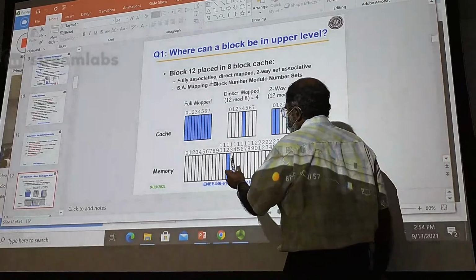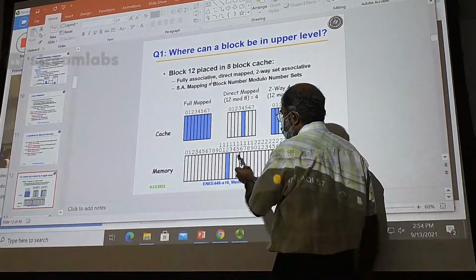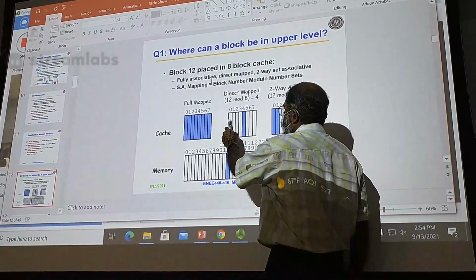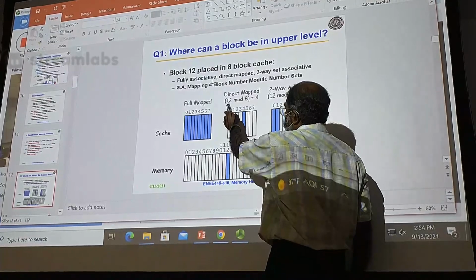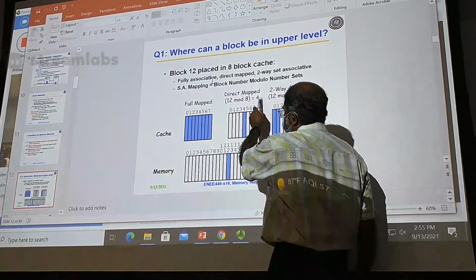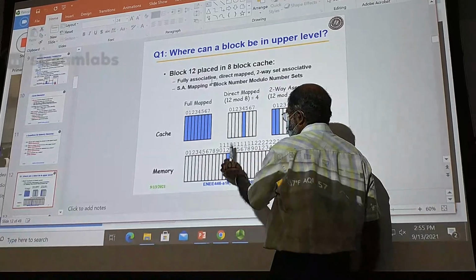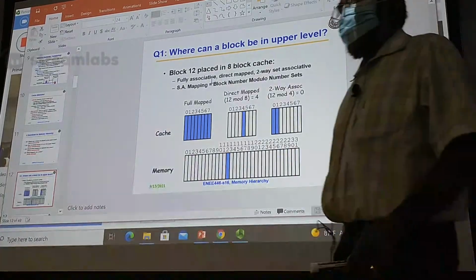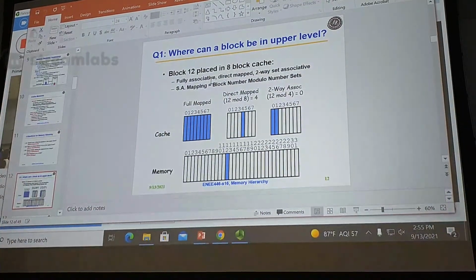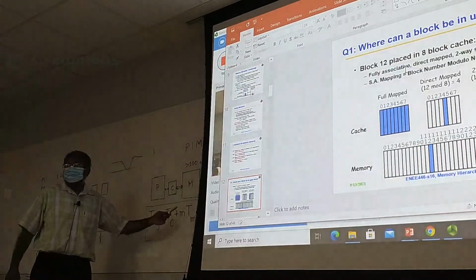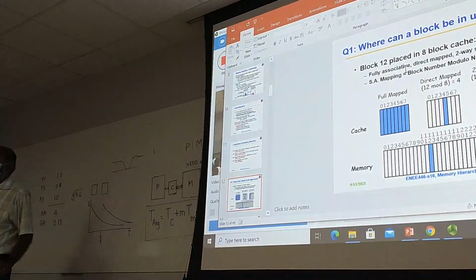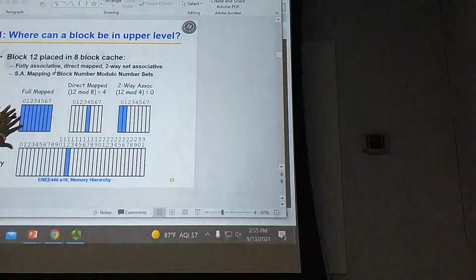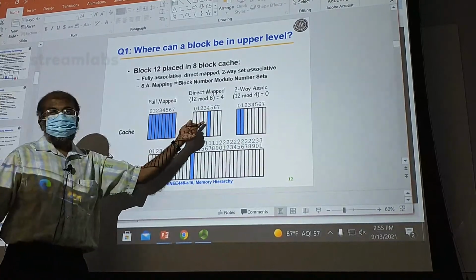And that's obtained by taking a mod function. So 12 is the block, 12 mod 8, because we have 8 frames. So 12 mod 8 is 4, and that's the only place where it can be placed. The 2 extremes. Now, in light of this equation, for whatever it's worth, what are the trade-offs in using each of these 2 mappings?